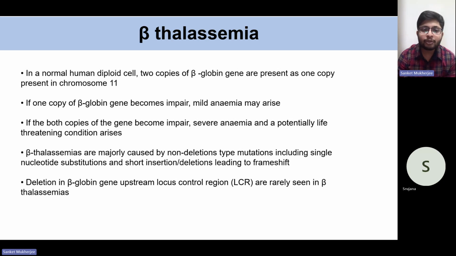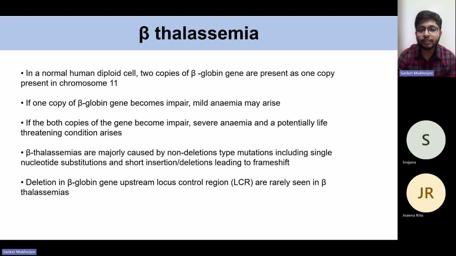Now, if one copy of beta globin gene becomes impaired, then mild anemia might arise. If both the copies are impaired, then there is severe anemia and a potentially life-threatening condition. Now, beta thalassemias are majorly caused by non-deletion type mutations, including single nucleotide substitution, short insertion deletions leading to frame shift mutations. We have already discussed frame shift mutation earlier when we were discussing damages to DNA. Deletions in the beta globin gene upstream locus control region, LCR, are rarely seen in beta thalassemias.